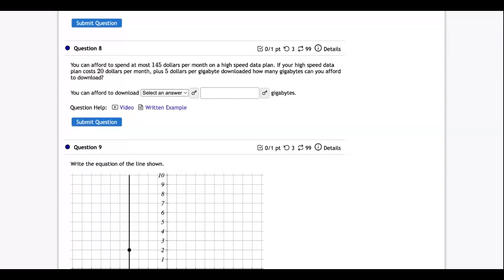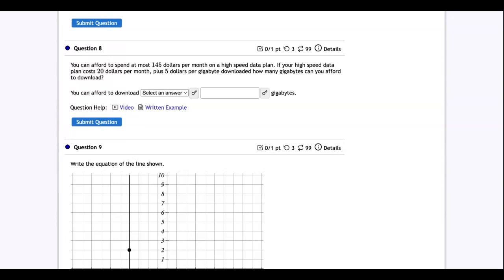Okay, think about $20. Is it $20 per month? Yeah. Everything is per month anyway, so $145 per month. So it costs you $20 per month, then plus $5 per gigabyte. Then the question asks you how many gigabytes? What would you do? You count how many gigabytes you can afford, G, right? You can afford G gigabytes.